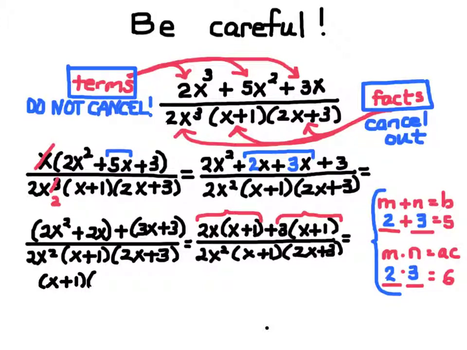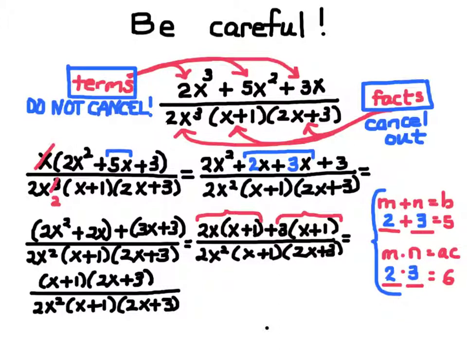Well, in the first term, a 2x is left, because we can see this 2x right here, because we pulled out the x plus 1 and a 2x is left. And when we factor out the x plus 1 here, a 3 is left. So we say plus 3. And there's the numerator fully factored. Let's write in the denominator.